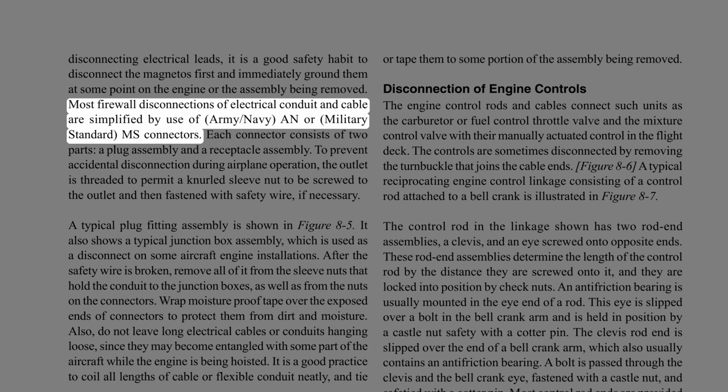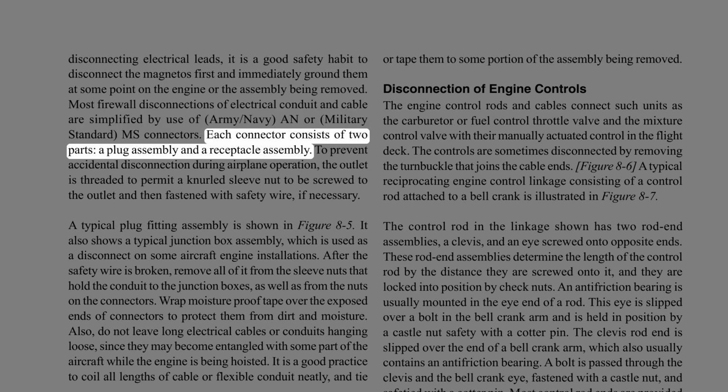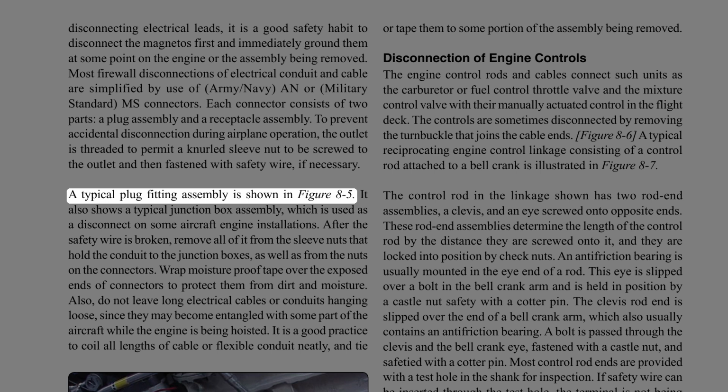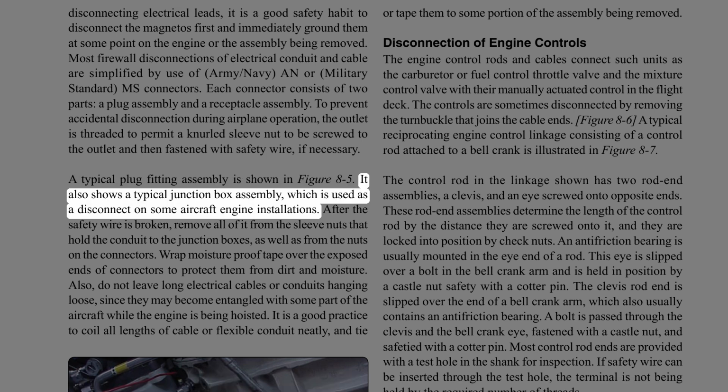Most firewall disconnections of electrical conduit and cable are simplified by use of Army, Navy, AN or military standard MS connectors. Each connector consists of two parts, a plug assembly and a receptacle assembly. To prevent accidental disconnection during airplane operation, the outlet is threaded to permit a knurled sleeve nut to be screwed to the outlet and then fastened with safety wire, if necessary. A typical plug fitting assembly is shown in Figure 8-5. It also shows a typical junction box assembly, which is used as a disconnect on some aircraft engine installations.